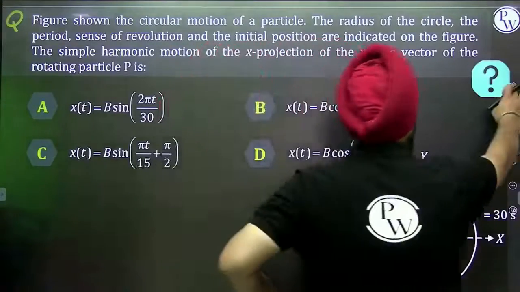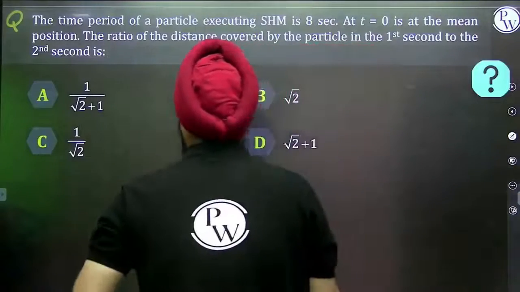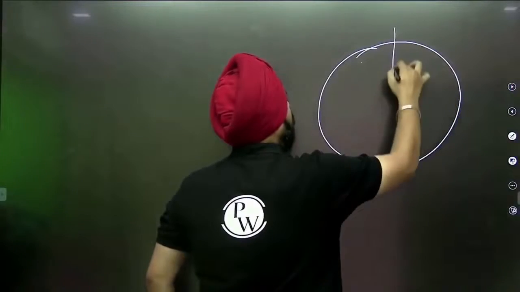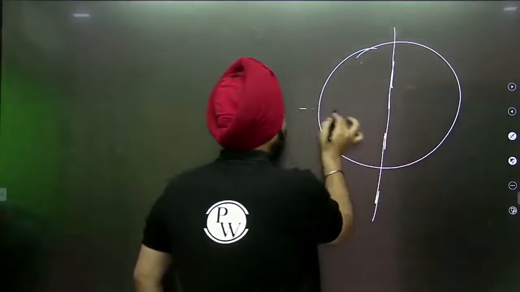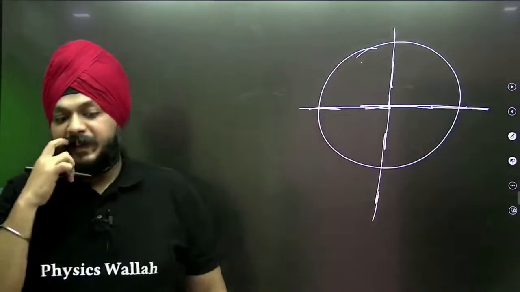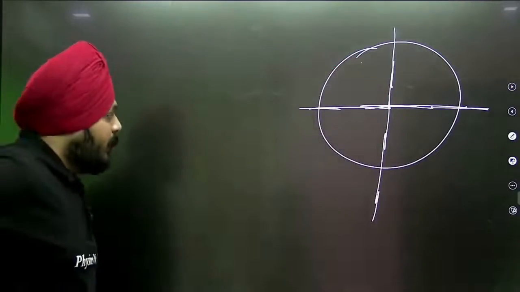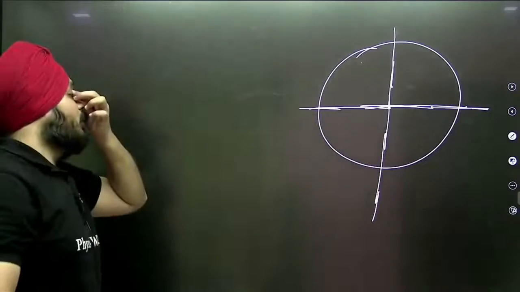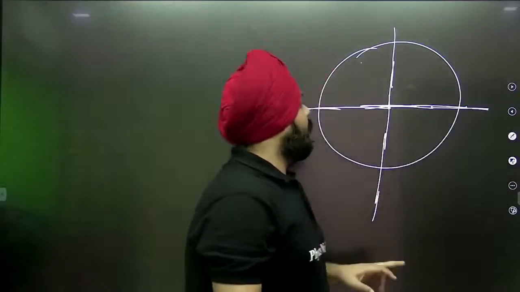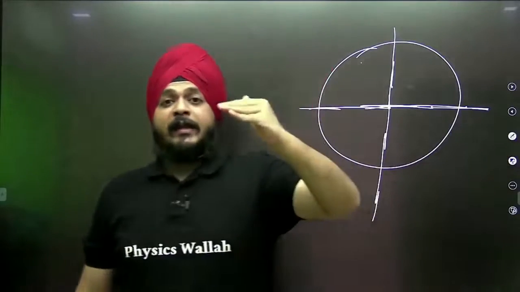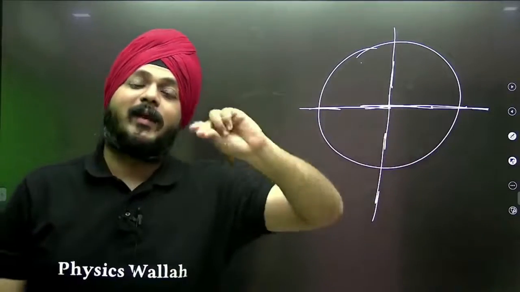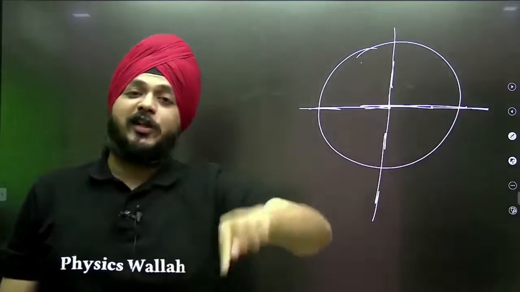Okay, this is the same sum. It has been repeated. Now, see how we can calculate. Just by the geometry we can calculate the velocity and acceleration at each point.